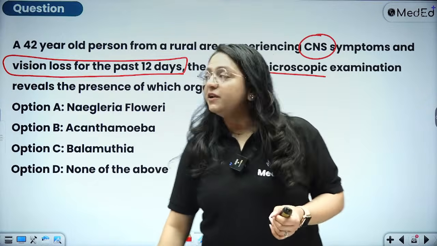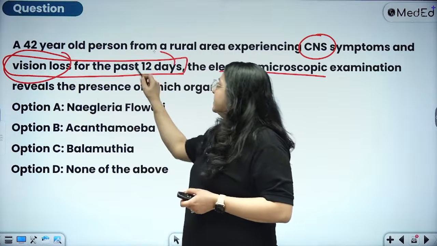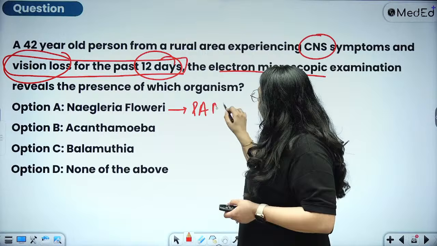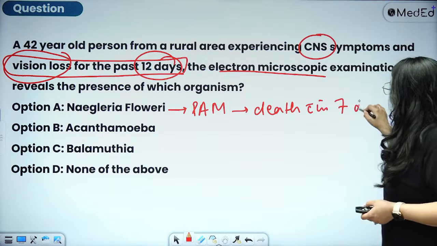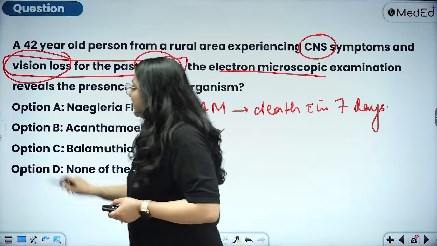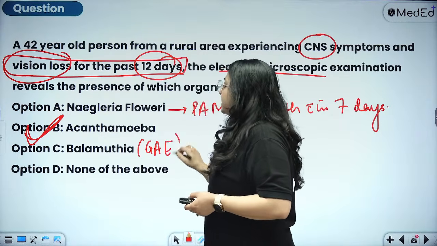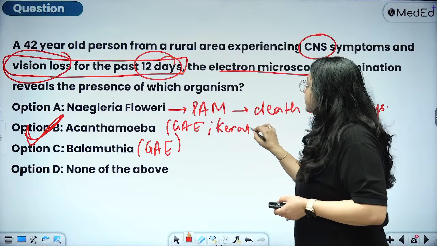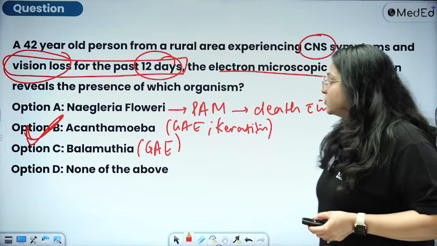How to differentiate between Naegleria, Acanthamoeba, Balamuthia? See, vision loss and 12 days. What will happen in Naegleria fowleri? Primary amoebic encephalitis, and it will be death within 7 days. So a 12 day history the person will not have. Acanthamoeba, vision loss, we know that leads to keratitis also. Balamuthia also leads to granulomatous amoebic encephalitis just like Acanthamoeba, but Acanthamoeba also leads to keratitis. So that is what they wanted you to figure out, that they are asking you about Acanthamoeba.